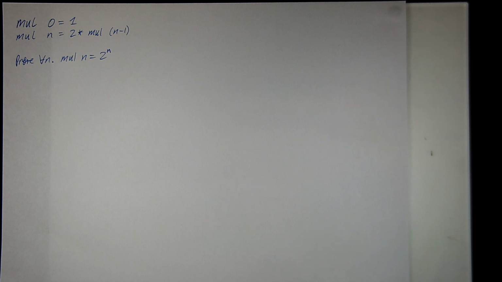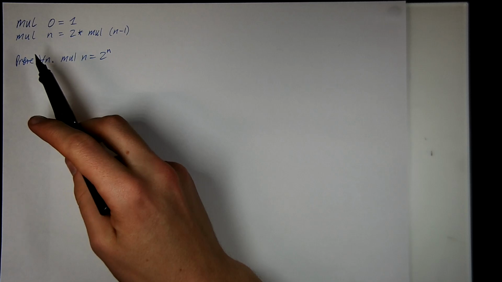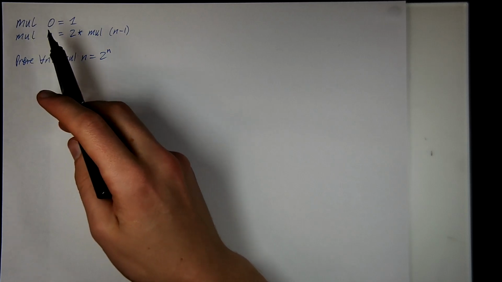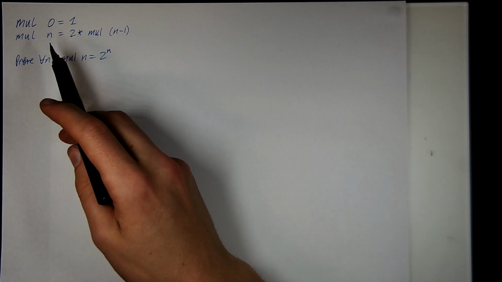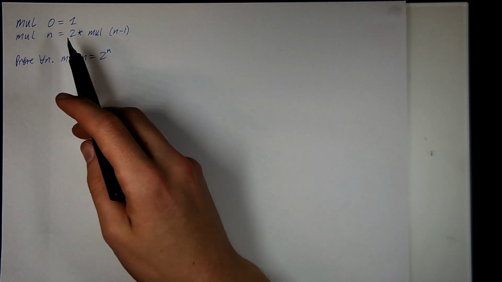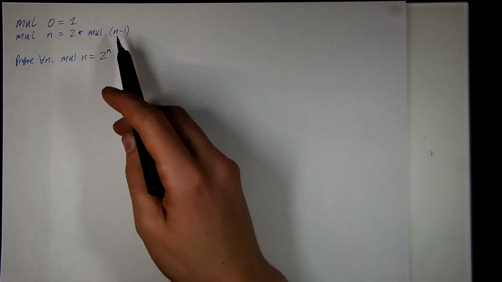Okay, so for the majority of this course, we're going to be using induction to prove properties of programs. So here's a program written in Haskell. What does it do? If the function is given an input of 0, it returns 1. And if the function is given some other input n, it will compute 2 times mul of n take 1. So it's a recursive function.